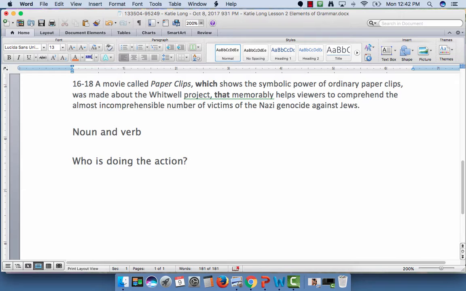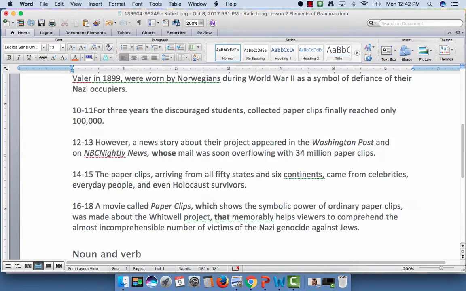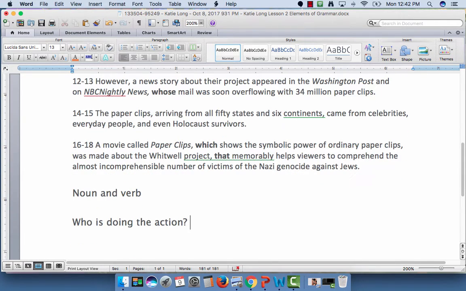Now, there's a lot of nouns in there. There's a movie, there's paper clips, there's power, White House Project, viewers, number of victims, or just number, Nazi genocide, Jews. Well, who's doing the action? Who is the main idea in the paper? And usually that comes first, and in this case, it's going to be a movie called Paper Clips. That's doing the action.